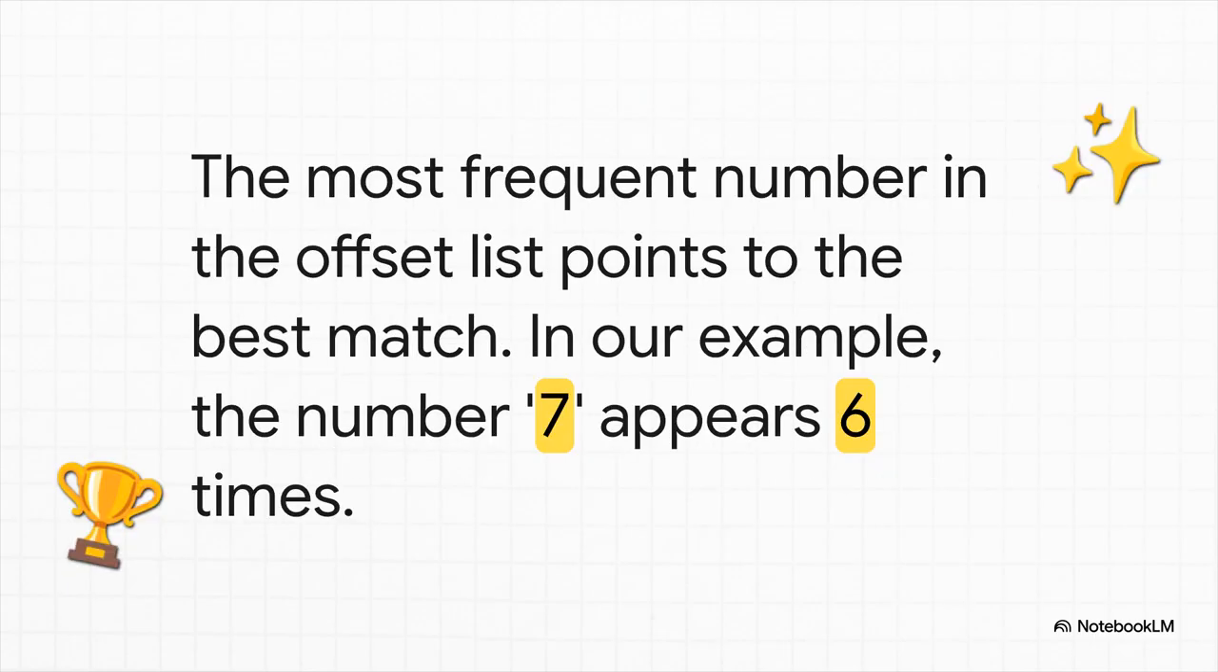And here is the stroke of genius. Instead of doing some complicated, slow comparison of the two sequences, we just look at that big list of offset numbers we made. And the number that appears most often? That's our winner. It points us directly to the best possible alignment. In this case, the number 7 would pop up 6 times, way more than any other. And boom, just like that, we know the best match is right there. It's such a clever and incredibly fast shortcut.